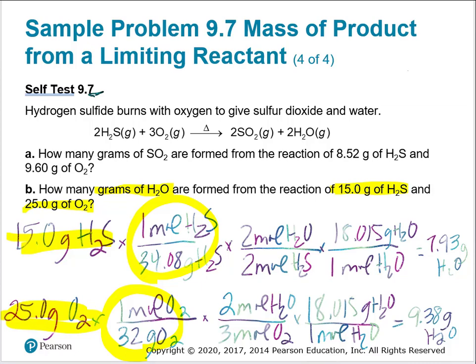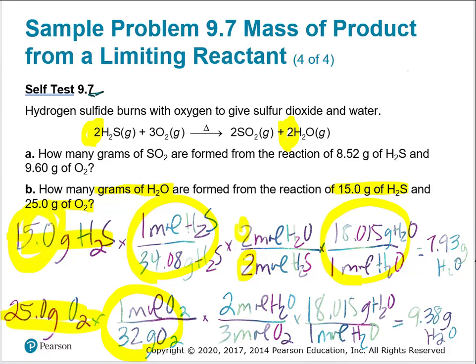The next step is my mole to mole ratio. I have to look at my mole ratio for H2S, which is 2, compared to water's 2. So it's a 2-to-2 ratio. And finally, I have to look at my molar mass of water. I got 7.93 grams of water would be produced from 15 grams of H2S.